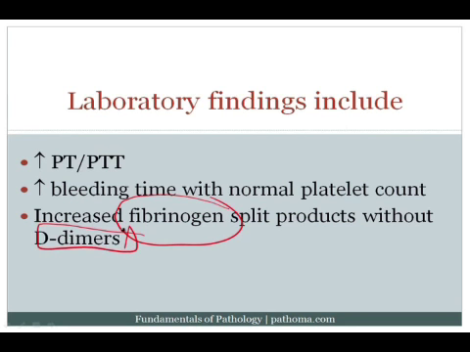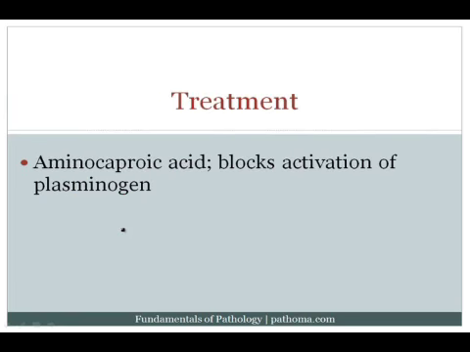So this is very important because remember, the best screening test for DIC was an increase in D-dimer. And so if a patient's got symptoms that are very similar to DIC but does not have an elevated D-dimer, you really want to think about a disorder of fibrinolysis. Now the treatment is aminocaproic acid, and aminocaproic acid blocks the activation of plasminogen so that therefore plasmin could not be formed. And that concludes this section. The next section will deal with thrombosis.